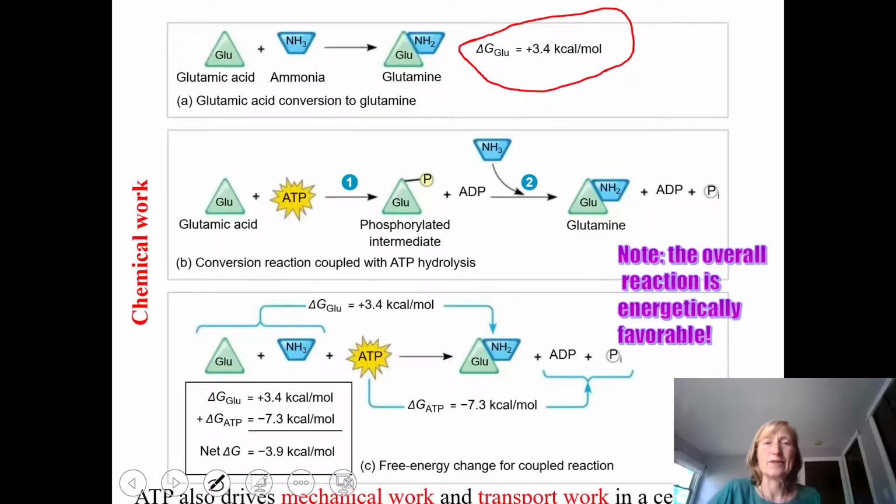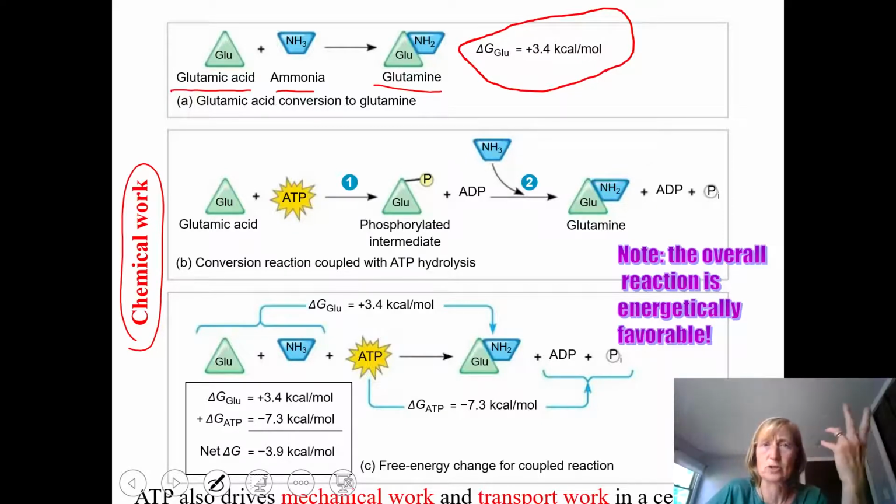Here's an example of a coupling of an endergonic with an exergonic reaction. So it's kind of a strange drawing. We're thinking about doing chemical work here. We're doing chemical reactions, right? And what we've got here is we're trying to build glutamine. Glutamine is an amino acid, and to build it requires adding glutamic acid to ammonia. Putting an ammonia on glutamic acid makes glutamine.